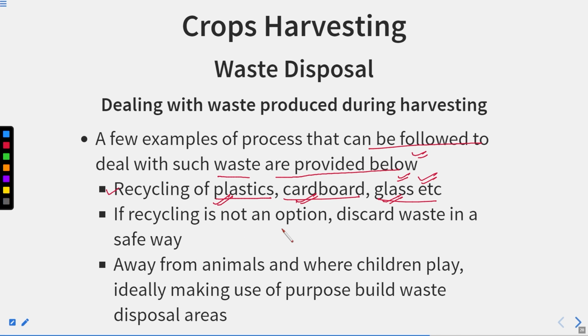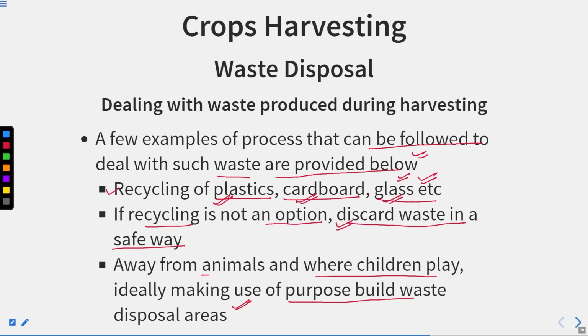So if recycling is not an option, discard waste in a safe way. If it is not recycled in any way, then it should be discarded. It should not be thrown here and there in the open. It should be discarded in a safe way, away from animals and where the children play, ideally making use of a purpose-built waste disposal area, right?